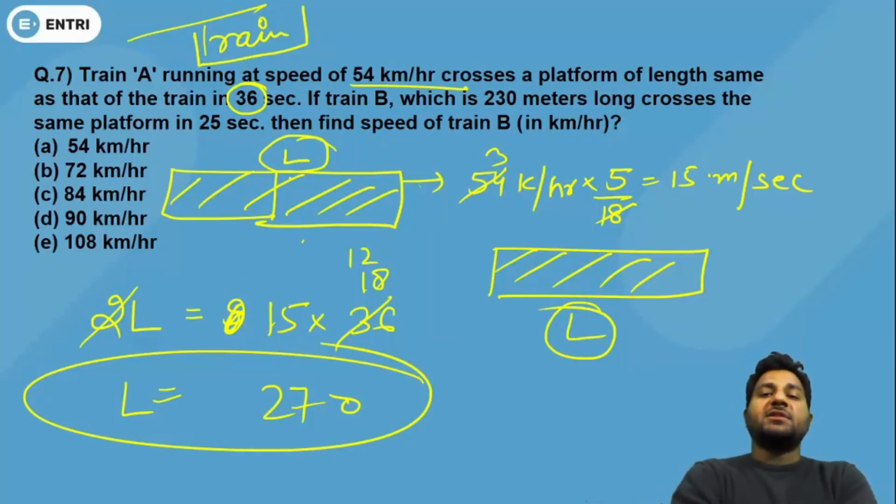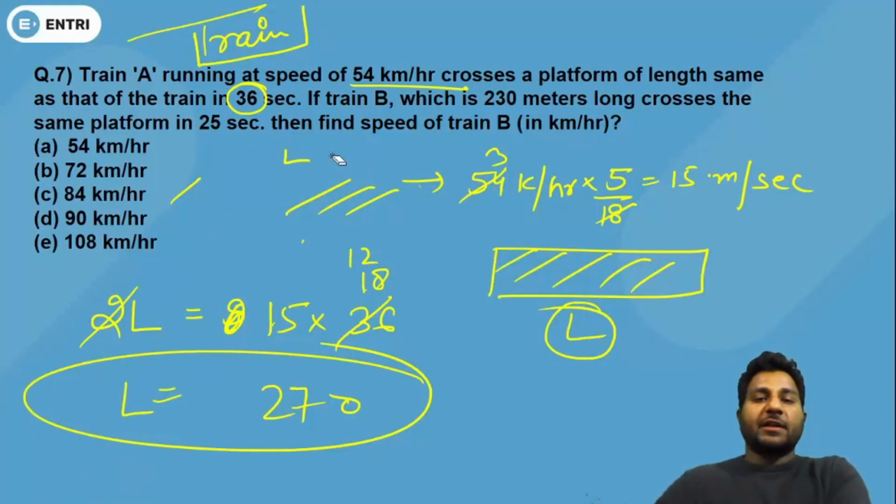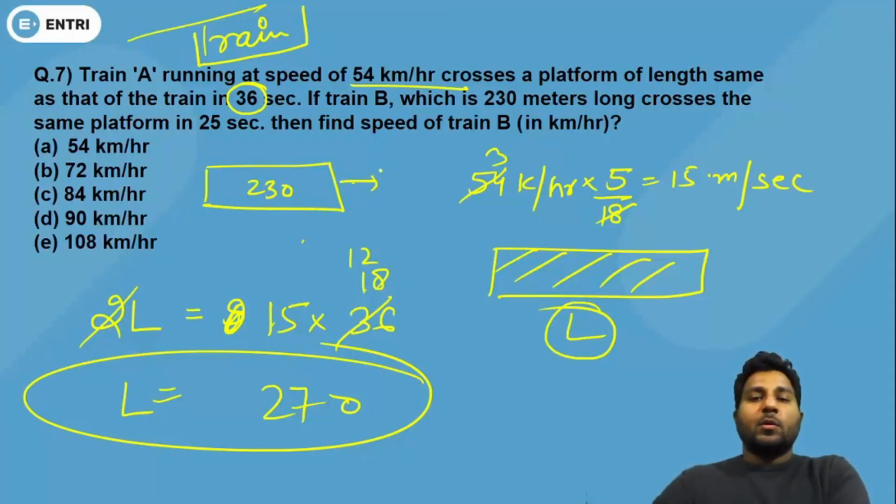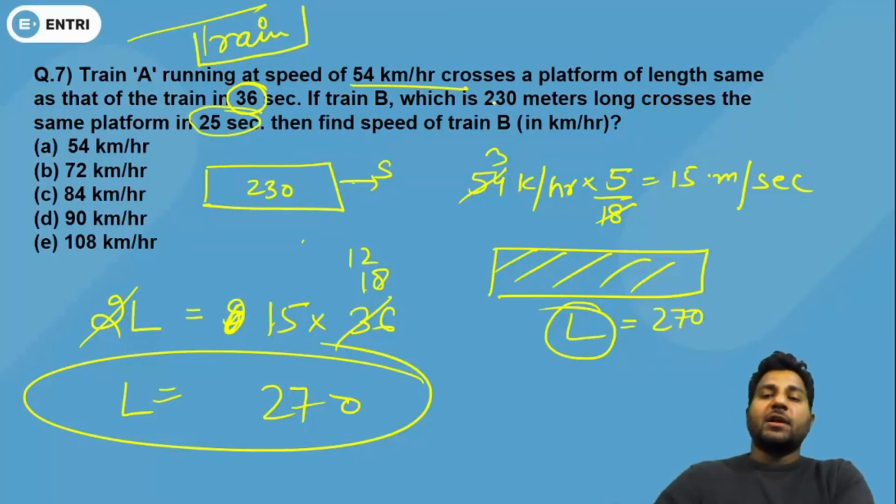If train B, which is 230 meters long, crosses the same platform in 25 seconds. So here comes another train, whose length has been given as 230, with speed we don't know. The length of the platform we have figured out as 270. It crosses the same platform in 25 seconds. So we need to find out the speed.